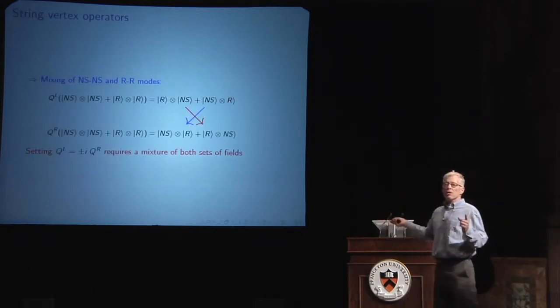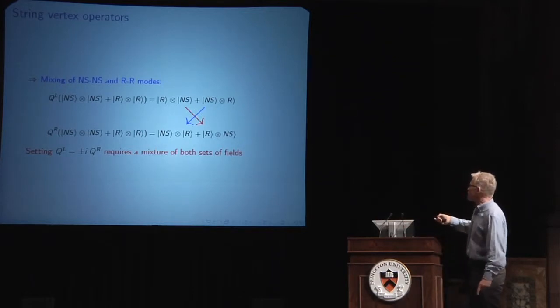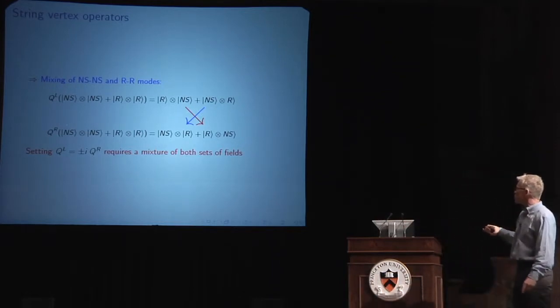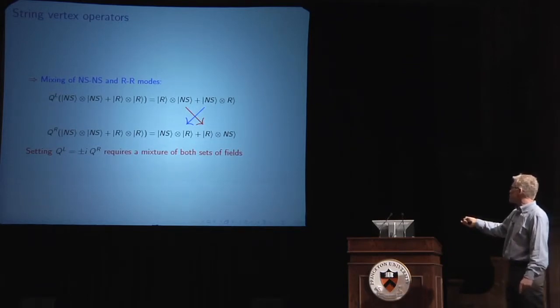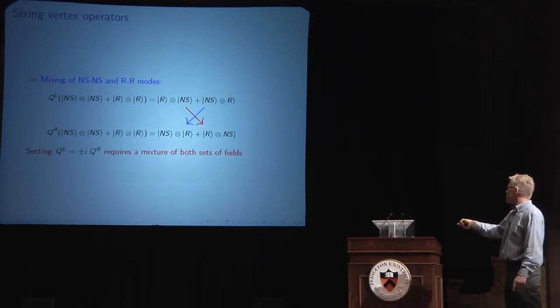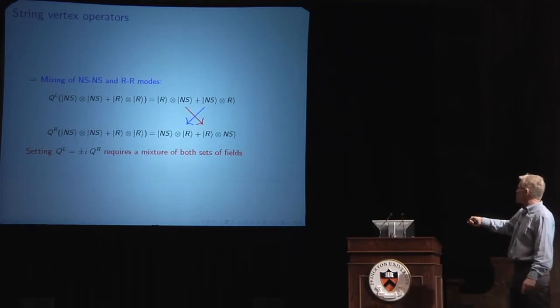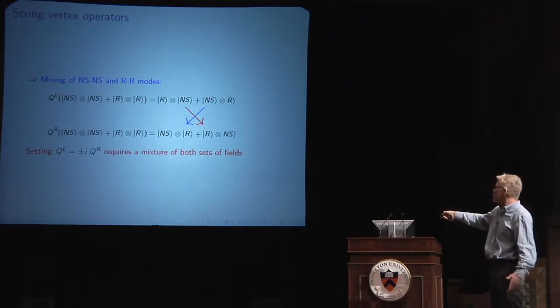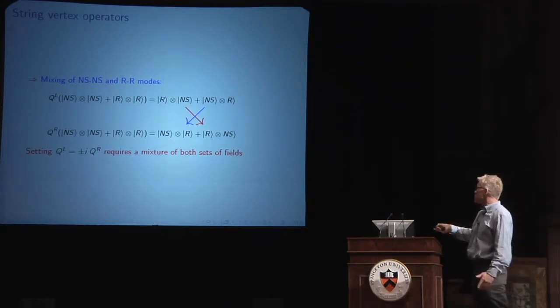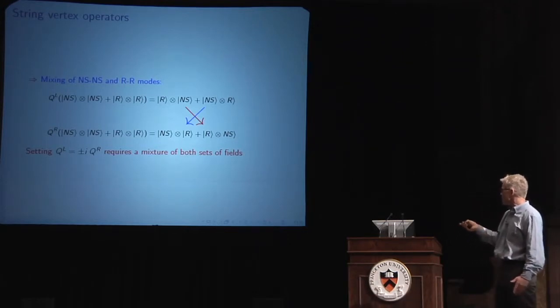Okay, so the first thing you can realize from this is that you automatically have to have a mixing of Neveu-Schwarz and Ramond modes. Because if you act with a Q left on a Neveu-Schwarz plus, okay, it turns it into this state here. But if you do Q right on Neveu-Schwarz plus RR, it turns it into this combination here. And if you want to match this combination with this combination, you have to cross-relate this one to this one and this one to this one. So it means that both sets of vertex operators had to be there. Okay, so setting them equal to plus or minus i themselves requires both sets of fields.